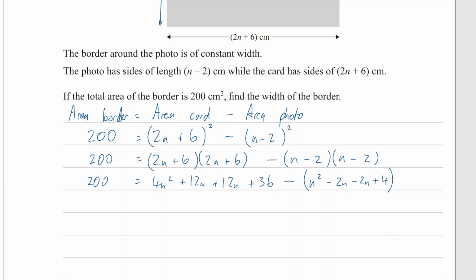Now let's just group our like terms. So 12n plus 12n is 24n. You could have done that in the last step if you're confident with your arithmetic. Plus 36 minus bracket n squared minus 4n, grouping the minus 2n's.